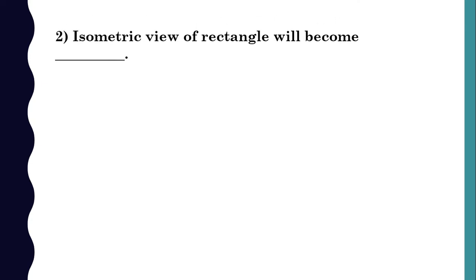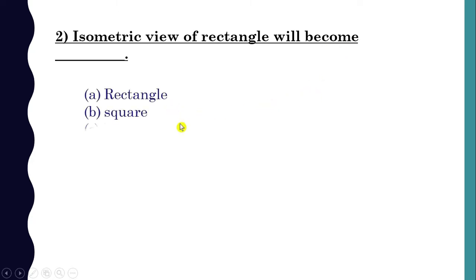Second MCQ. Isometric view of a rectangle will become. Options are A rectangle, B square, C rhombus, D parallelogram. So we have to draw isometric view of a rectangle, then how will its shape change? That we'll see here.